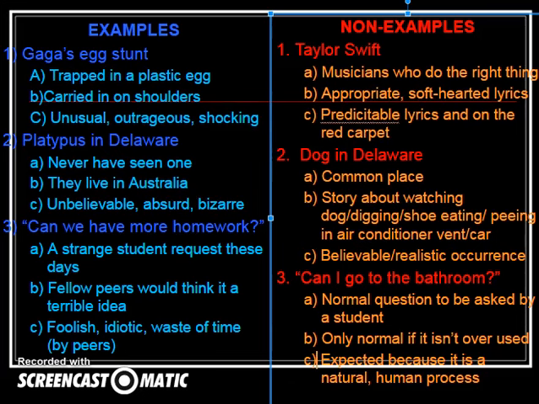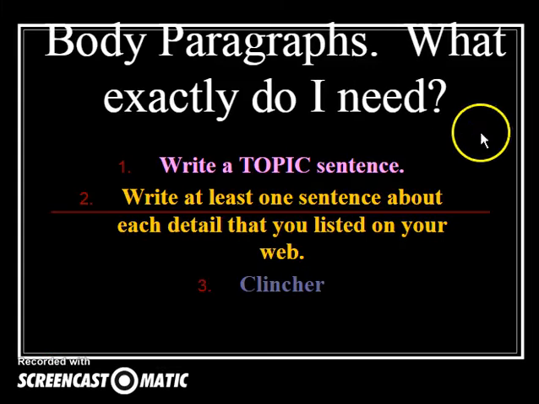Once you do that, you need to then think about this right here, this outline that you did, and start thinking about your body paragraphs. In body paragraphs, you need 3 things. You need to write a topic sentence. You need to write at least 1 sentence about each detail that you listed on your web. And then you need to write a clincher, okay?